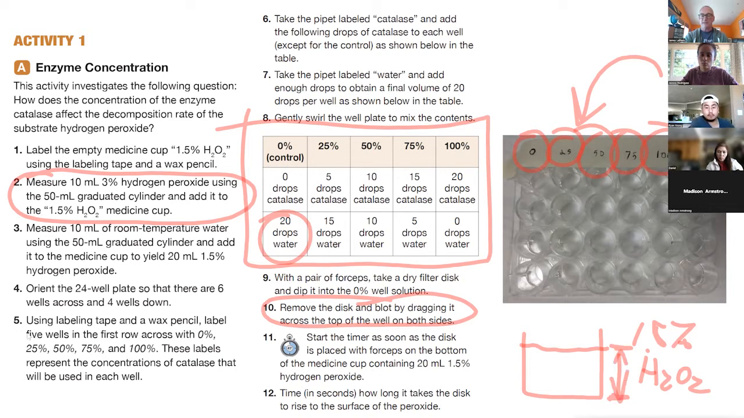That's going to be your distance. You push that disc down to the bottom with the forceps and you start a timer. So you just use your cell phone, start a timer and see how long it takes for it to reach the top. And we're going to do that 3 times for each concentration of catalase. Okay, so time in seconds, how long it takes the disc to go from the bottom of the 20 mil medicine cup to the top till it floats on the top.